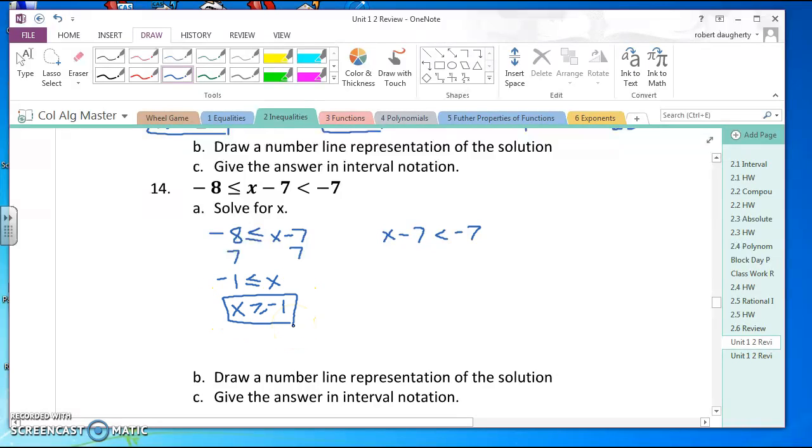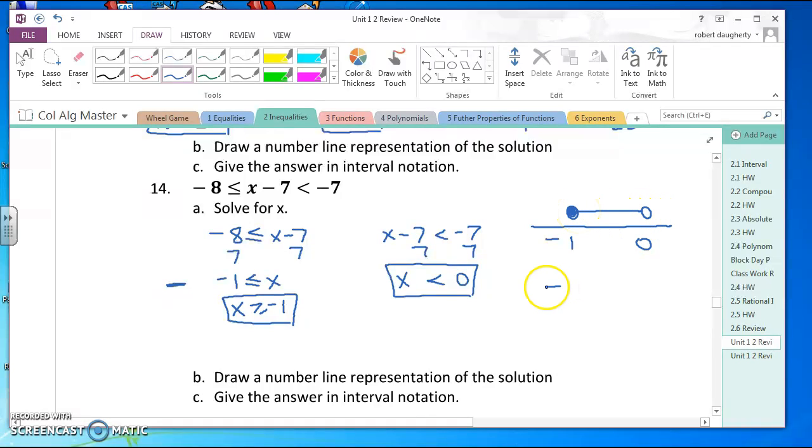So if you read this one from right to left, it's x greater than or equal to -1. Here I add 7 to both sides. I get x is less than 0. So of those numbers, -1 is smaller. So draw a number line. Greater than or equal to -1 and less than 0. That's this interval. That's the interval from -1 to 0. Bracket around -1. Parentheses around the 0.